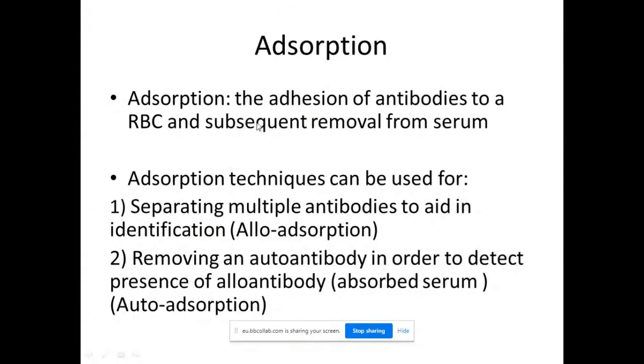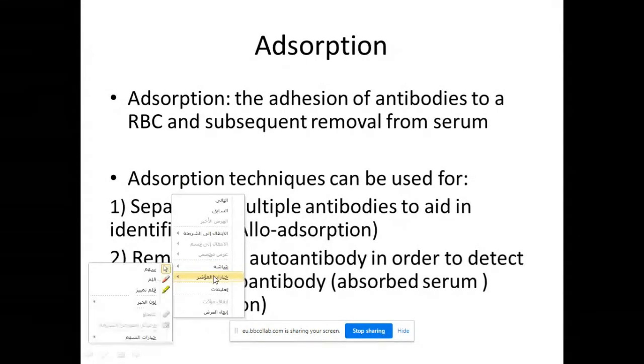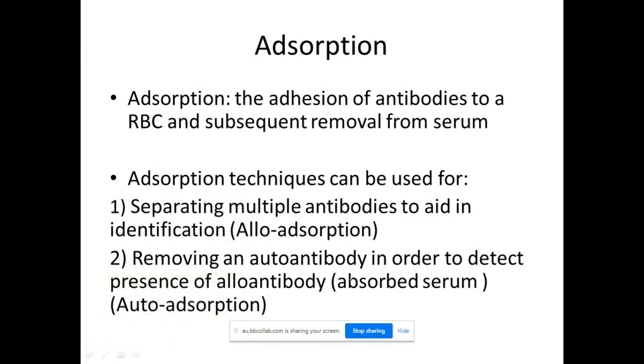طيب so here if I want to, the screen is back now. So if I want to remove a low antibody, we will do a technique called auto-adsorption technique. But if I want to use a technique to remove, as we said, multiple low antibody, okay, to help me in identify the antibody, we can use technique called low absorption. Okay. بس اليوم احنا we will discuss هذه.